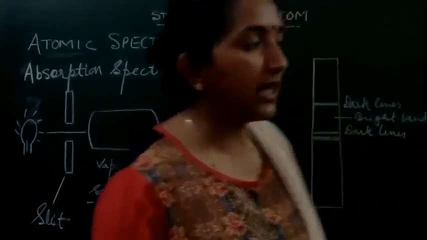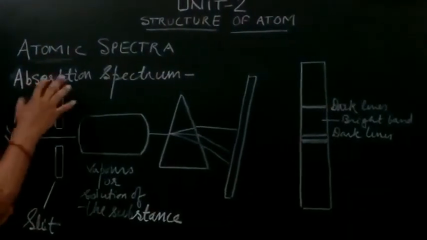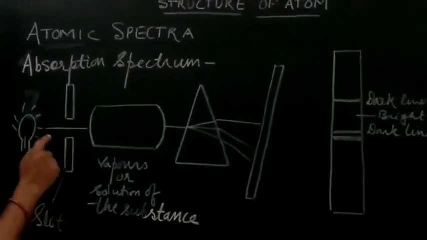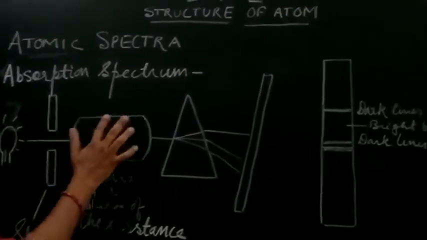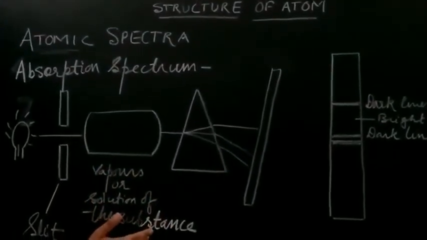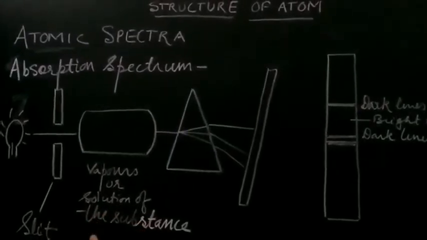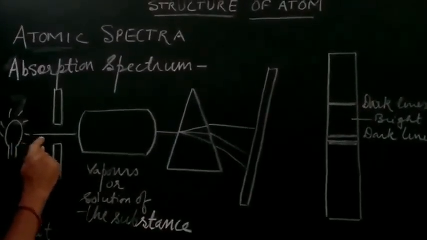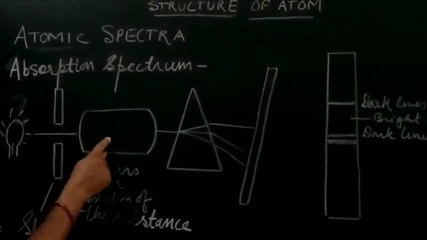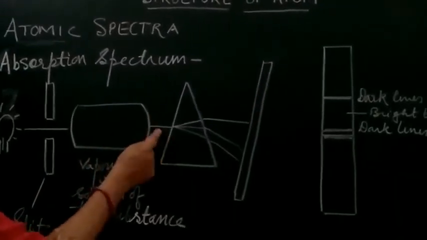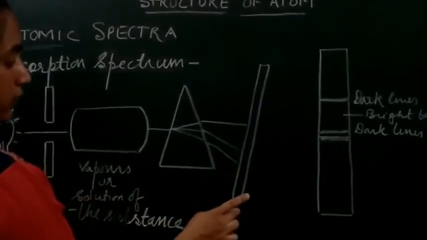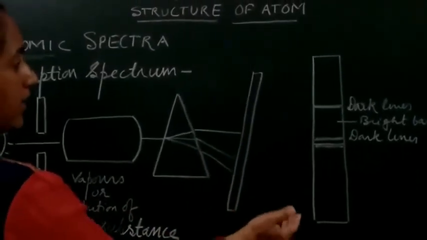Now you can see here in the diagram of the absorption spectrum, we have taken the source of light through the slit. This is the slit here. In the container we have placed the vapor or the solution of the substance whose absorption spectrum we want to obtain. When the continuous light source falls on this solution or vapors, the transmitted light is made to fall on the prism, and then it is obtained on the photographic plate.